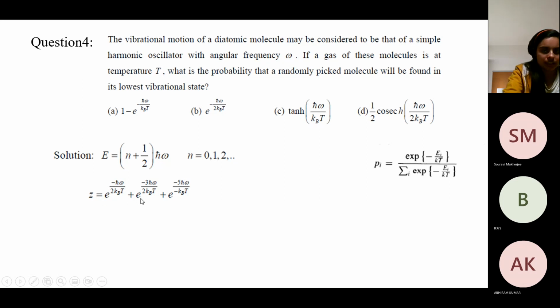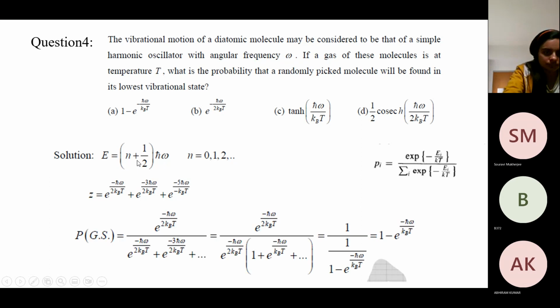Now what you have to find is the probability that it's in the lowest state, that is for n equal to 0. So that means you have to find this expression, right? E to the power minus the energy of the lowest state, which is h-cut omega by k_B T.